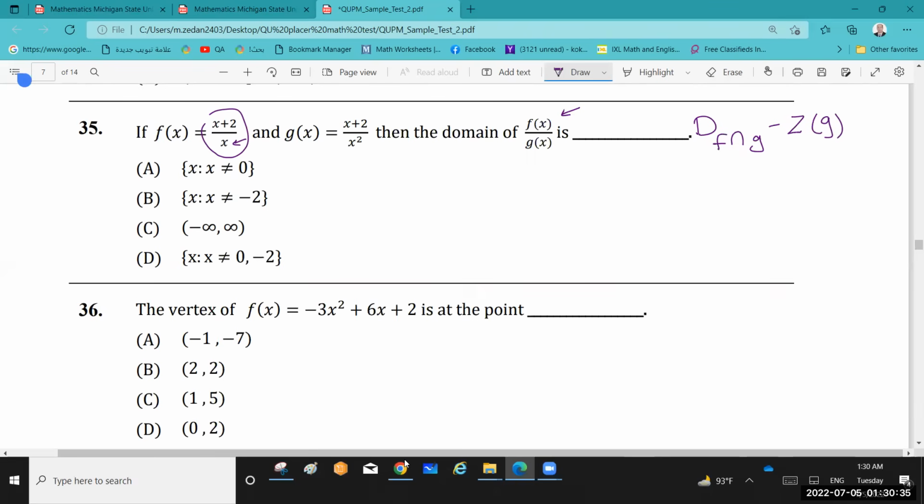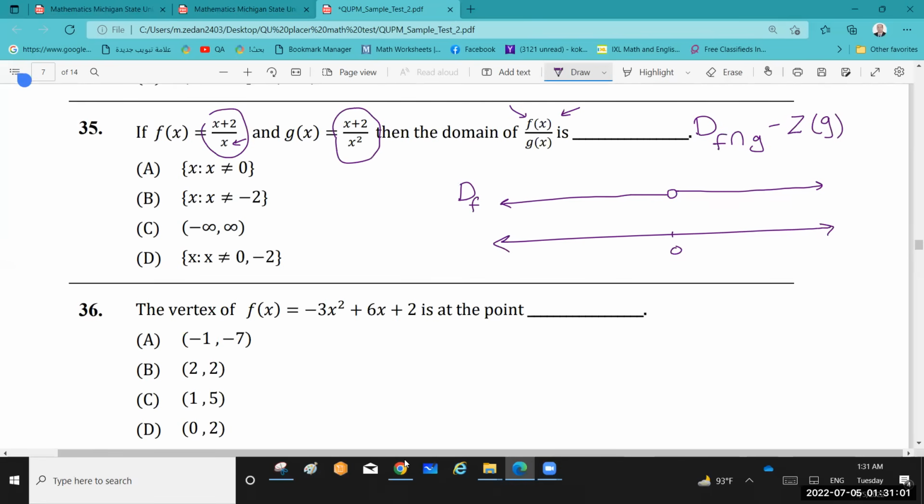Okay, I want to show quickly how to solve it. Draw a number line, mark the point 0. This is the domain of the numerator. Okay, this is the numerator. The function f, this is the domain of f. The domain of g. G also has denominator x squared, so also x is not 0. So this one here is also the same as the domain of f, this is the domain of g.